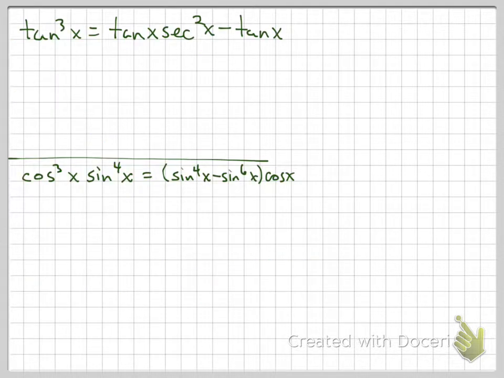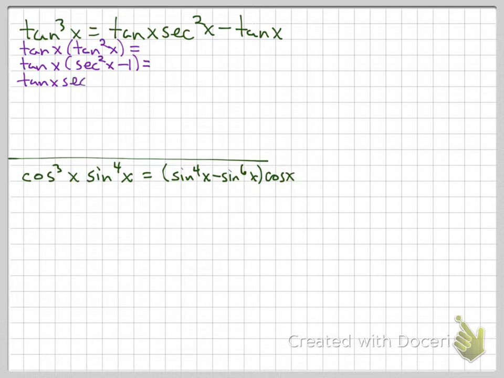I have tangent cubed x equals tangent x secant squared x minus tangent x. I'm going to start with just trying to simplify the left-hand side, because I can write this as tangent x times tangent squared x. And why this is important is not so much that tangent x, but tangent squared x is part of our Pythagorean identity, which is going to be secant squared x minus 1. Now I can distribute, and I get tangent x secant squared x minus tangent x, which matches the right-hand side.